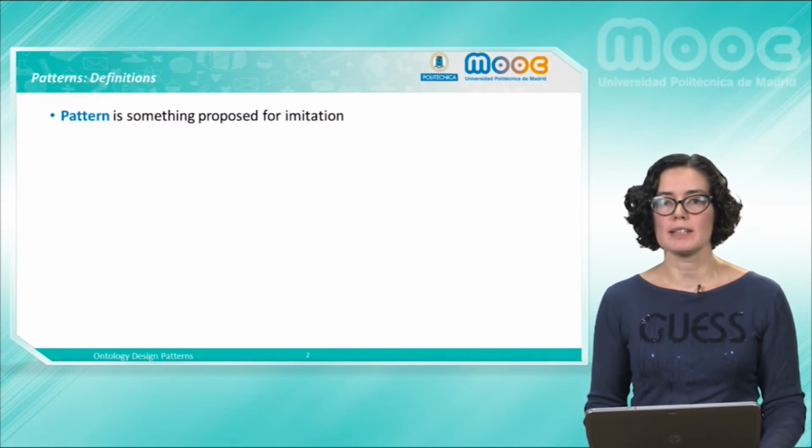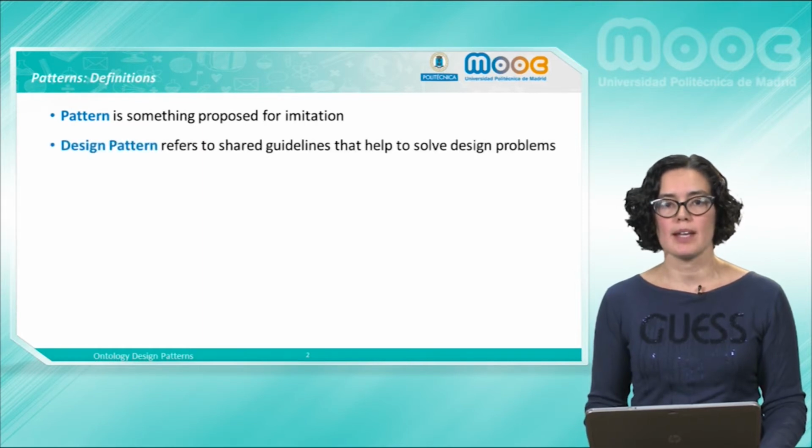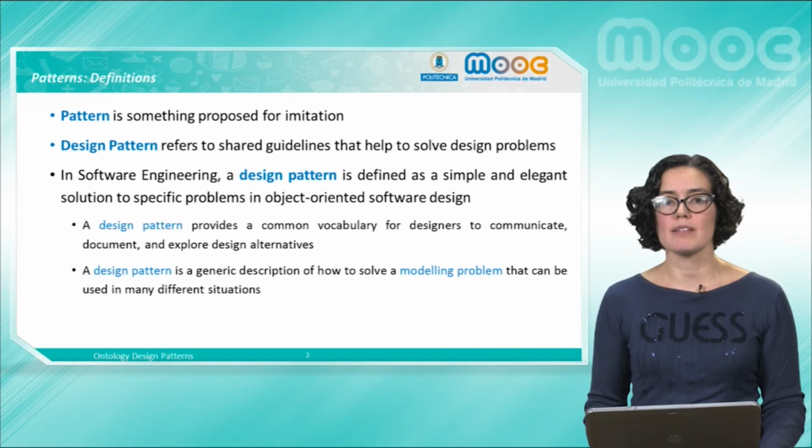The word pattern derives from the Latin and is something proposed to imitate. A design pattern can be defined as a set of guidelines to solve design problems. Software engineers define design patterns as a simple and elegant solution to specific problems of object-oriented design. These patterns provide a common vocabulary for designers to communicate, document, and explore design alternatives.